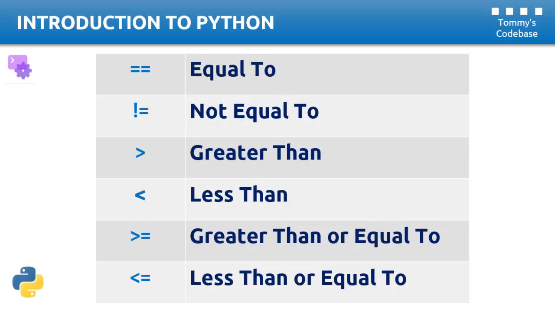There is the equal to, where we use the double equal sign to check equality, whether one value is equal to the other or not. And there's the not equal to, where we use the exclamation sign followed by an equal sign, and then the greater than, less than, greater than or equal to, and less than or equal to. So let us jump into PyCharm and see how we can use these things in code.